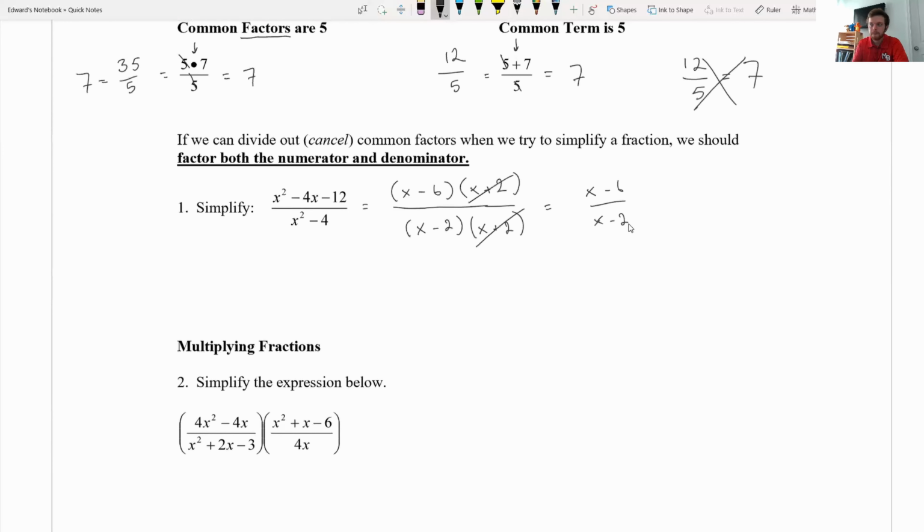Right? Currently, we are saying that (x squared minus 4x minus 12) divided by (x squared minus 4) is equal to (x minus 6) divided by (x minus 2). But I disagree with that. These are different somehow. Well, what happens when we plug in -2 for x on the left side and on the right side?